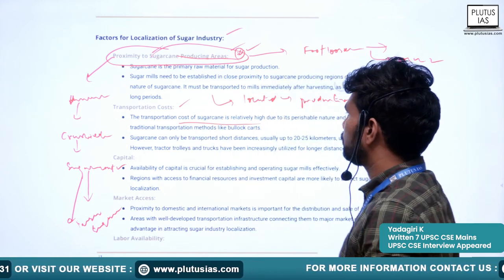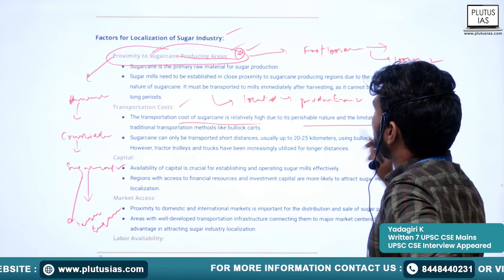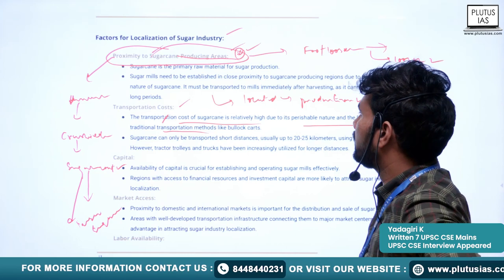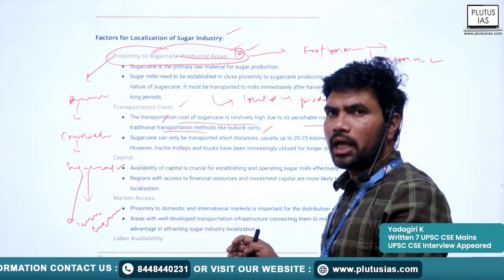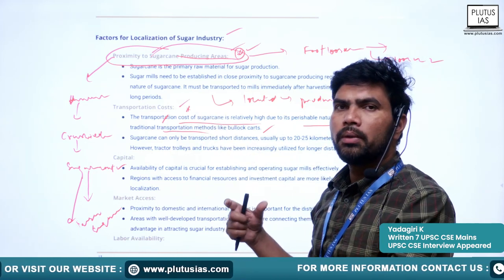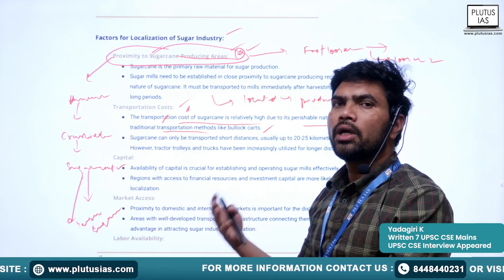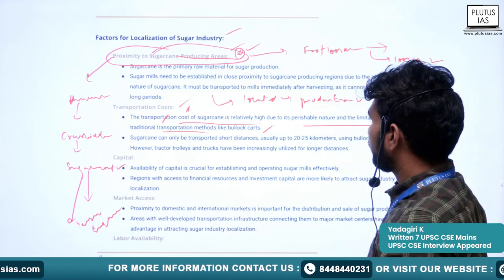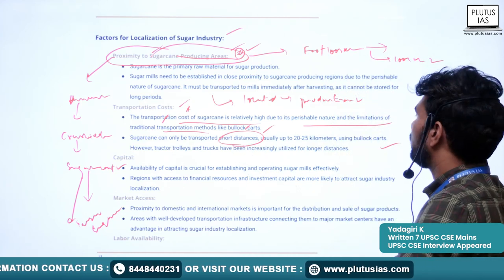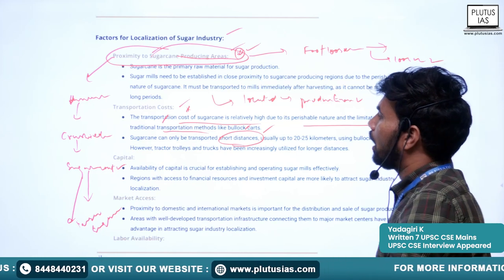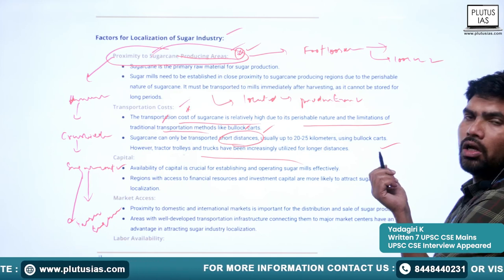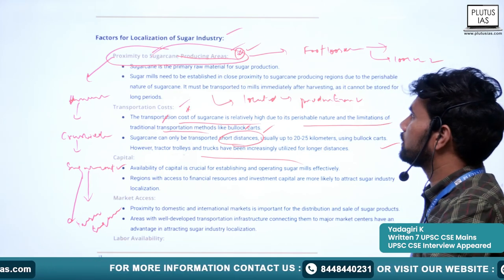Next is transportation costs. The transportation cost of sugarcane is relatively high due to its perishable nature and the limitations of traditional transportation methods like bullock cart. So this acts as a limiting factor. Because of this reason also, the sugar mills are located within the sugarcane production regions. Sugarcane can only be transported shorter distances, usually up to 20-25 kilometers, using bullock carts. However, tractors, trolleys and trucks are increasingly utilized for longer distances nowadays.